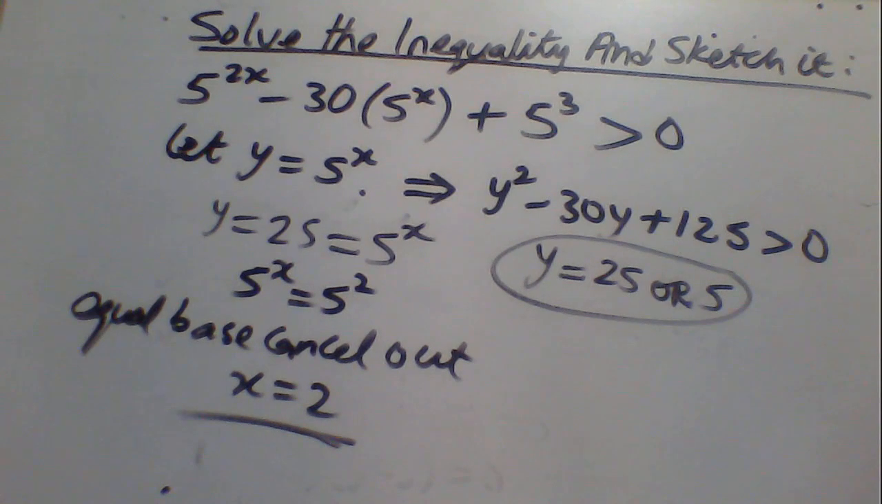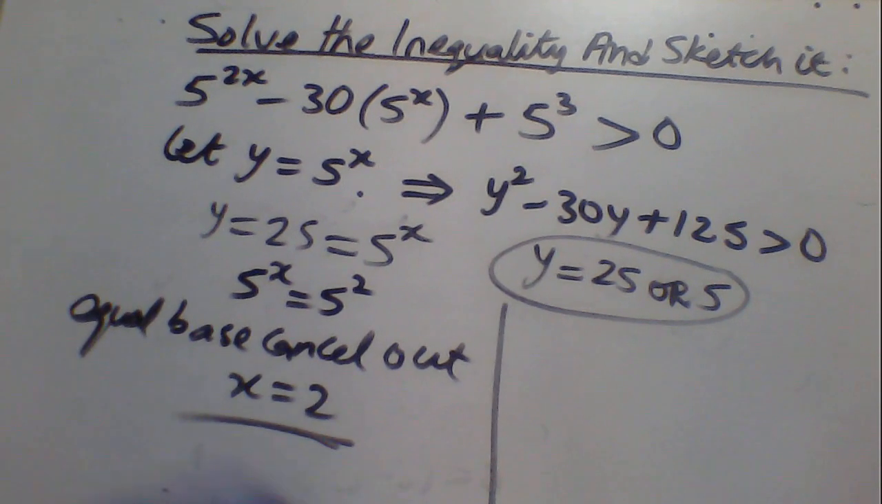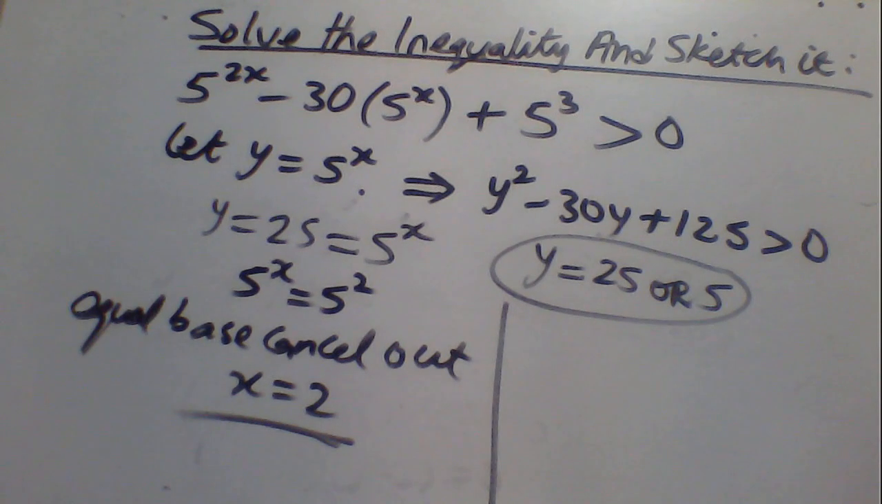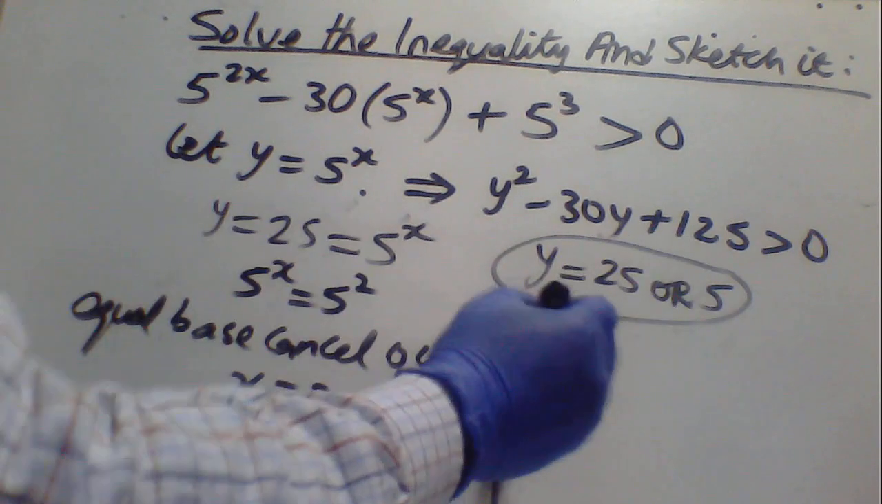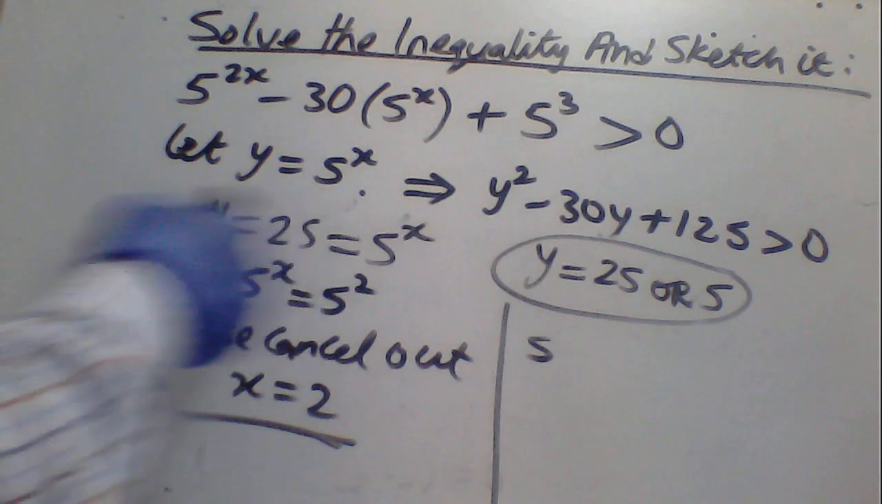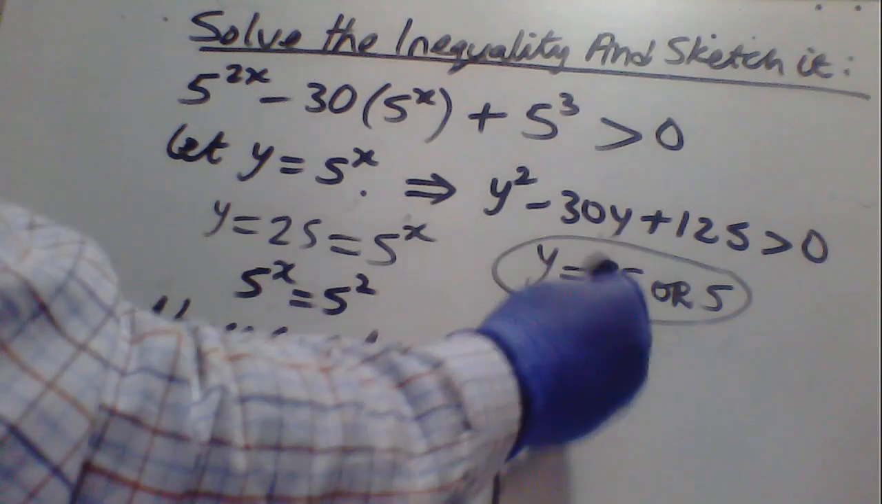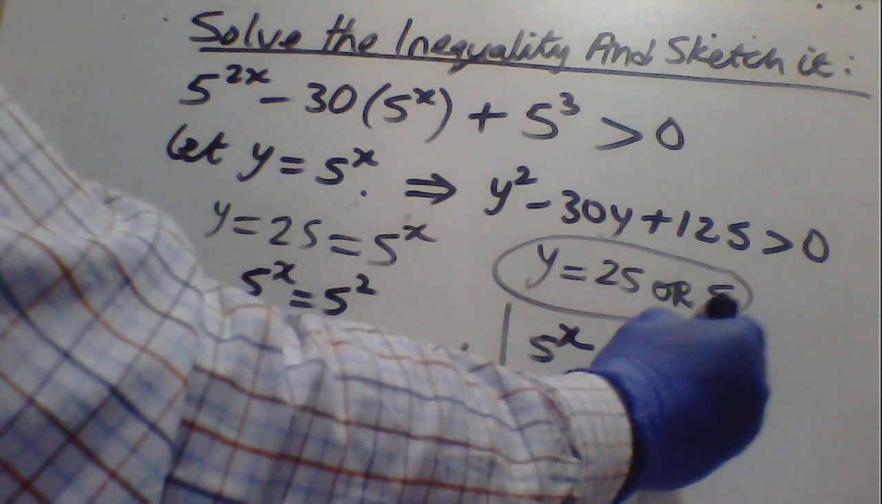So this is the first value of x. x is equal to 2. The next value of x, we have 5 here. So in this case, we have that y is equal to 5 raised to power x, which is equal to 5, which we solved.